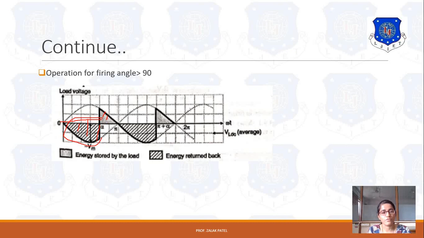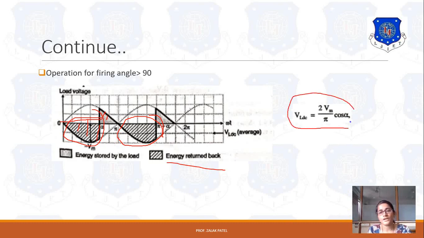The energy that is returned back is more compared to the energy stored by the load. Here we can also calculate the voltage using our full converter analysis, that is V_dc is equal to 2 Vm upon pi cos alpha. We can also see this operation using this equation.